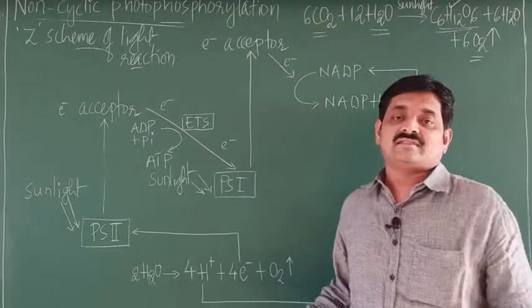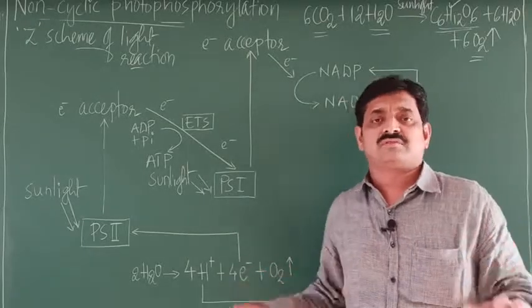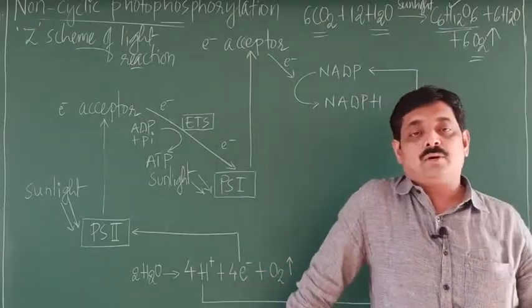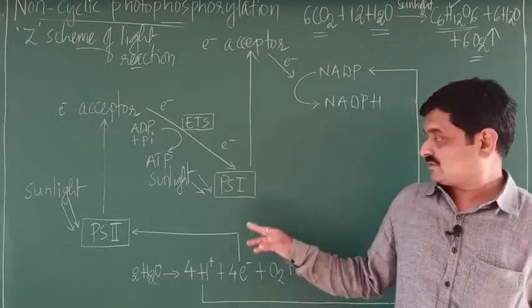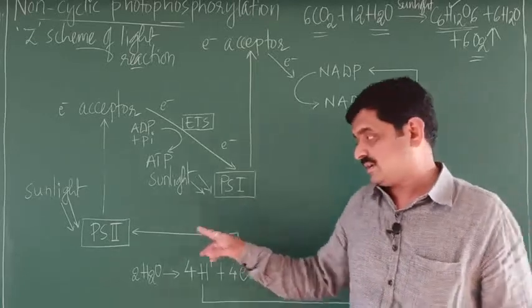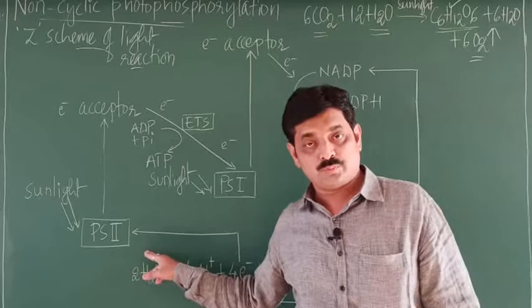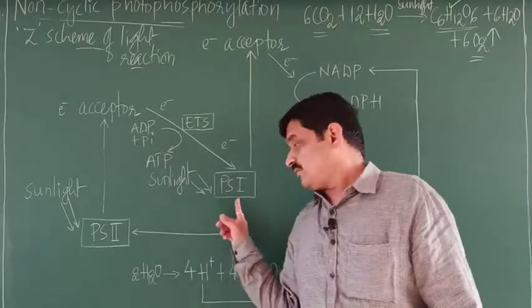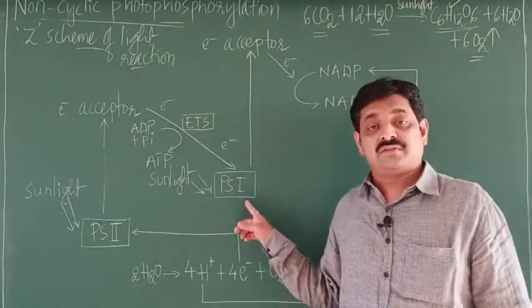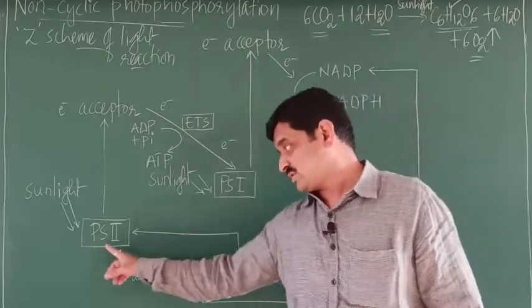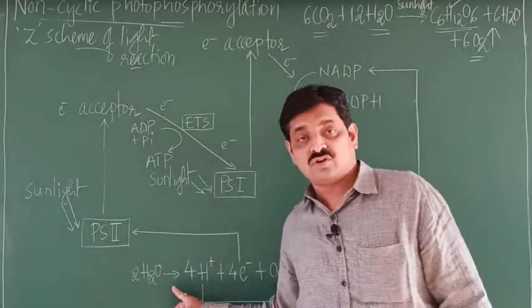Both photosystems have a light harvesting complex. Here it is light harvesting complex 1, here light harvesting complex 2. Photolysis of water doesn't take place in photosystem 1, whereas in photosystem 2 there is photolysis of water.